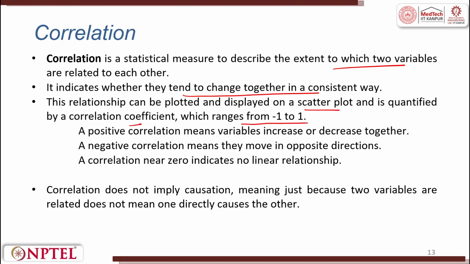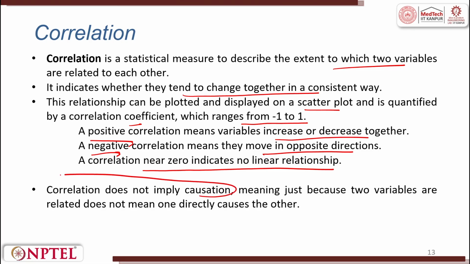from -1 to +1. A positive correlation means variables increase or decrease together. A negative correlation means variables move in the opposite directions. Correlation near zero indicates no linear relationship. Correlation does not imply causation. This is always there. Causation and correlation should not be confused, meaning just because two variables relate to each other does not mean one directly causes the other.